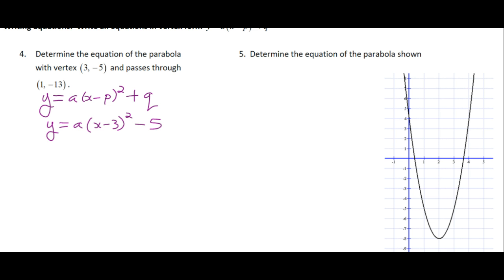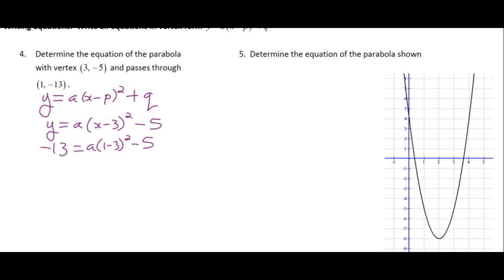Yeah, so they gave us an x and a y, right? So what don't we know? We don't know a. But if we put x and y in there, all we're going to have is that one variable, so we can solve for it, right? So now we substitute in the point, (1, -13), and make sure you get it right, because this goes there and that goes there. So -13 = a(1 - 3)² - 5. Okay, so solve that, get a. And once you've got a, rewrite this line with your value of a. And then you'll have the equation.